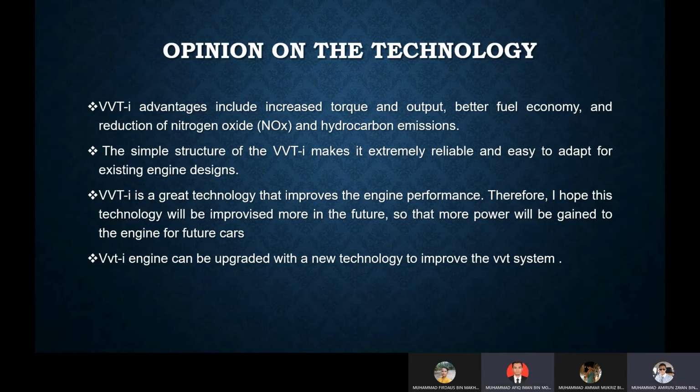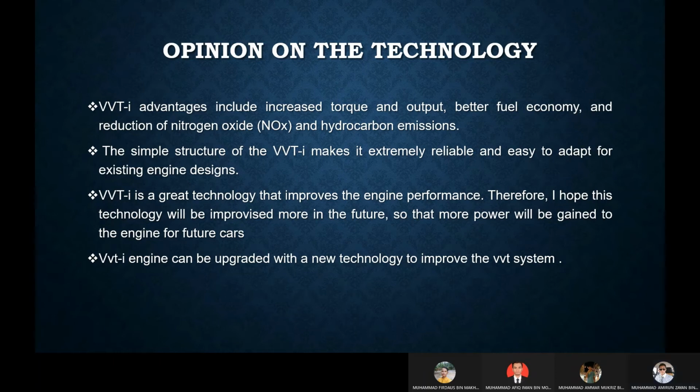Okay. After the meeting, we have four opinions on the technology. First opinion, the benefits include increased torque and output, better fuel economy, and reduction of nitrogen oxide, NOx, and hydrocarbon emissions. For the second, the simple structure of the VVT-I makes it extremely variable and easy to adapt to existing engine designs. For the third, VVT-I is a great technology that improves engine performance.